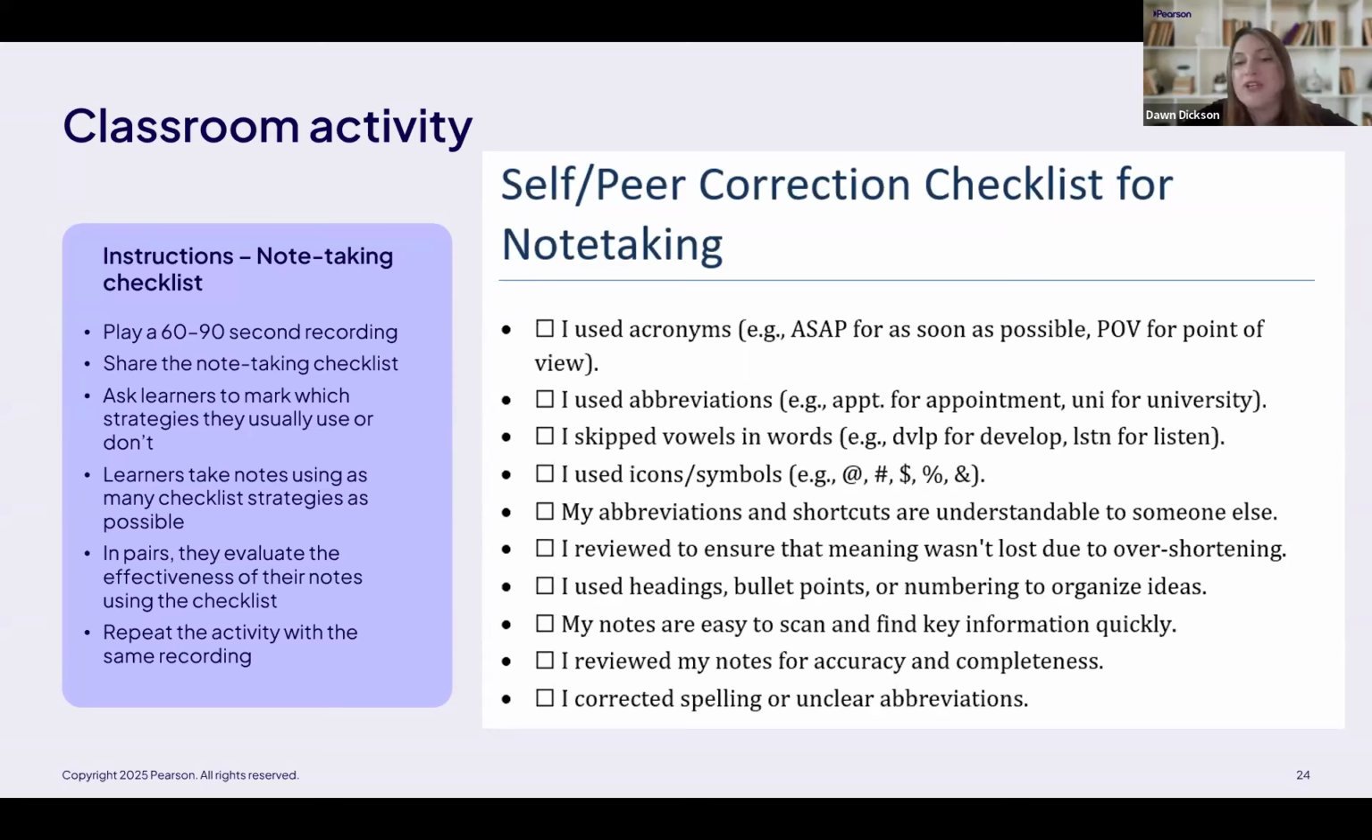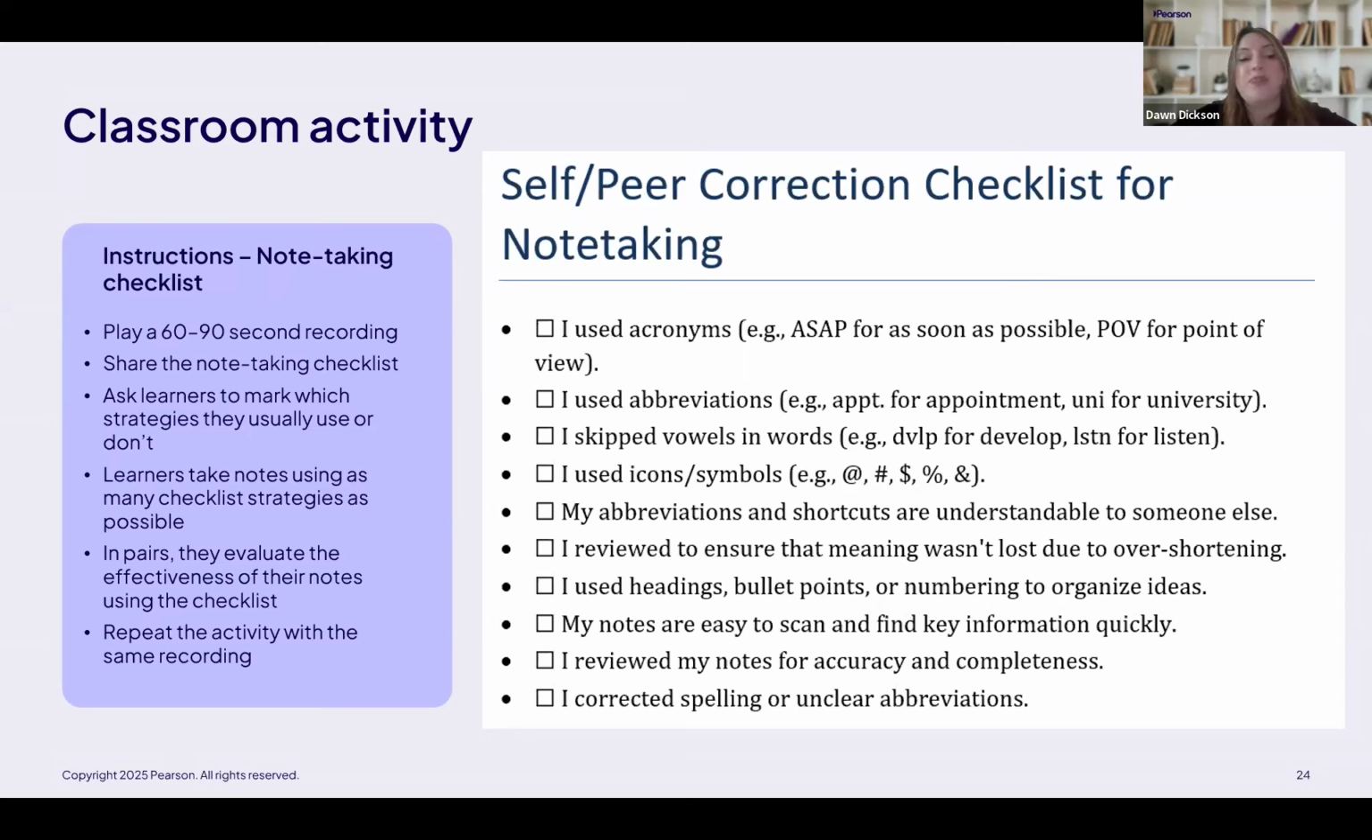You would then share the note-taking checklist with your learners, and you would ask them to think about which of these do they already use. So perhaps they already use abbreviations when they take notes, as I said, both in English or in their mother tongue, their first language. Perhaps when they text, for example, I'm sure sometimes they use abbreviations and they use those in notes as well. Maybe they already use headings or bullet points when they're taking notes. So we want to raise some awareness of what they're currently using, but then also we want to introduce some that they might not have thought of.